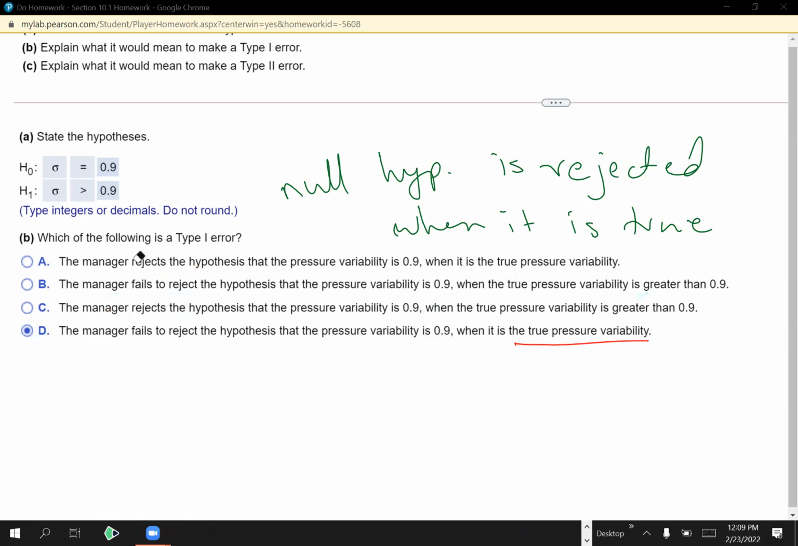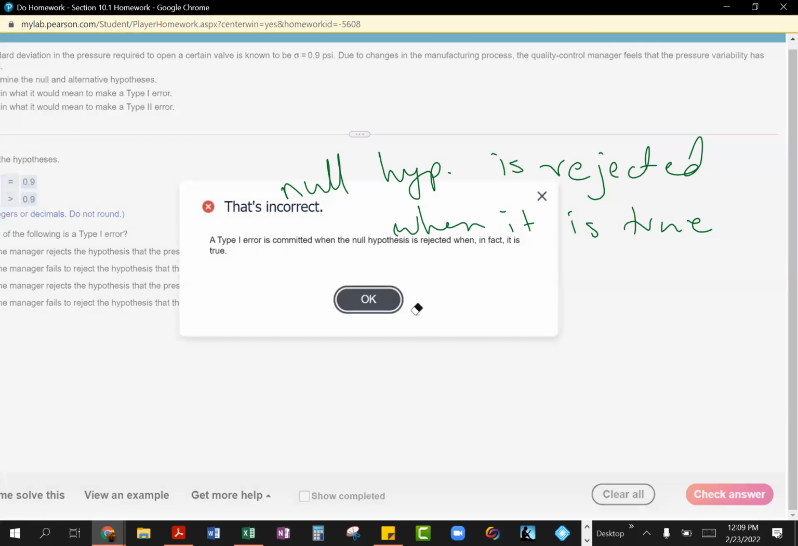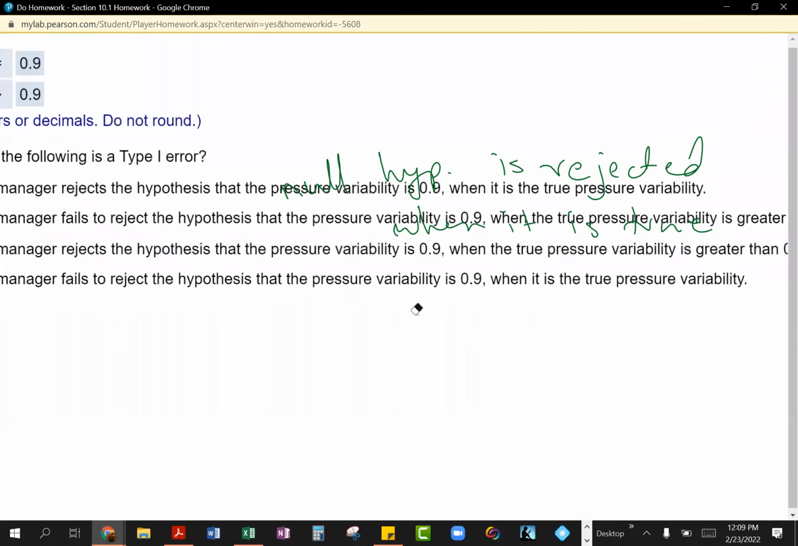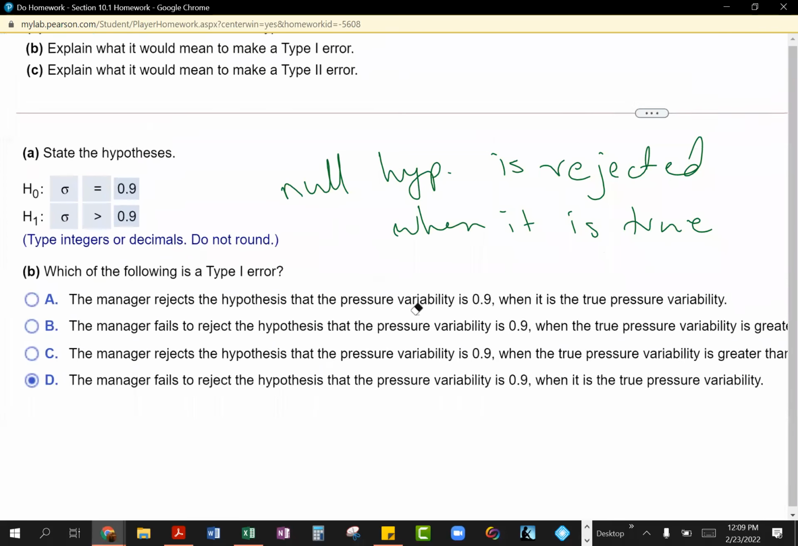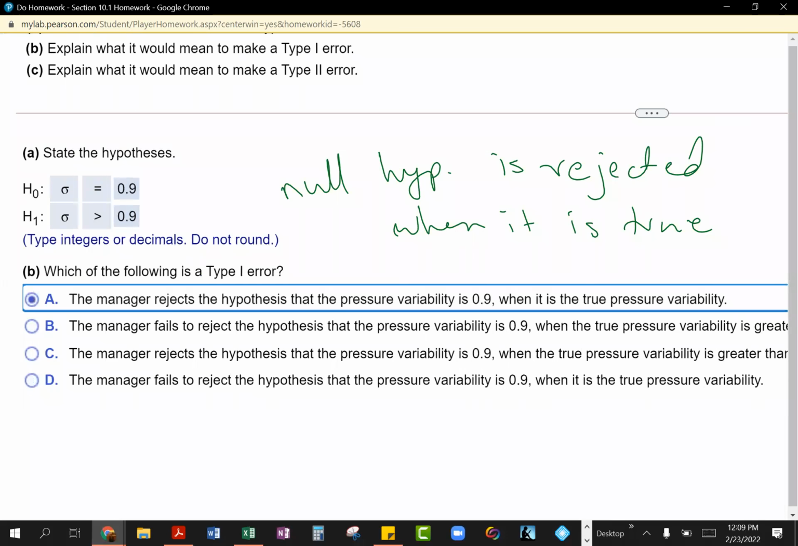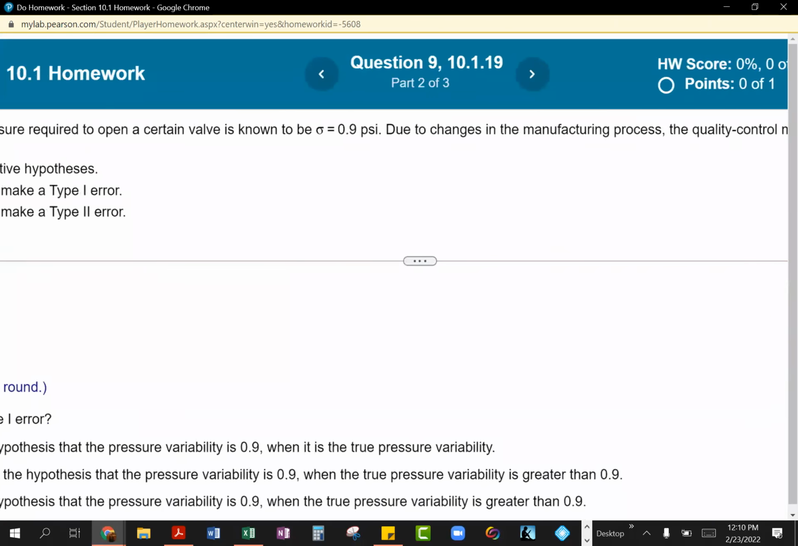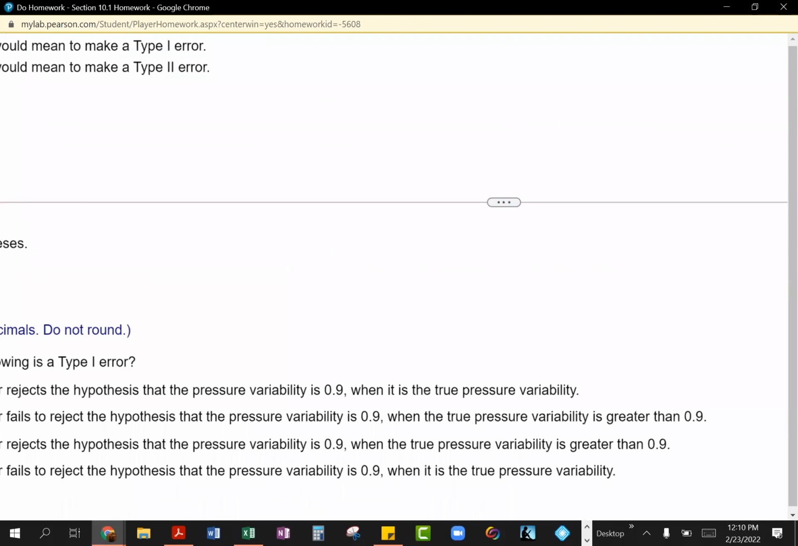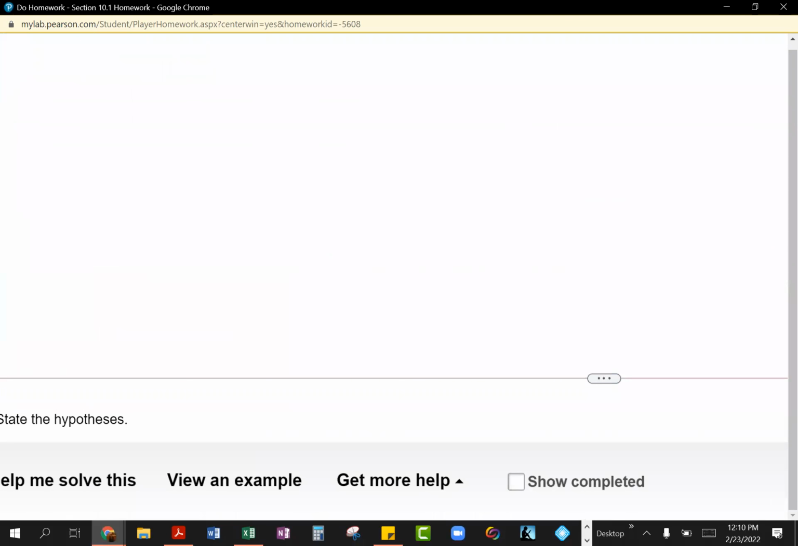I'm actually going to erase some of these lines over here. Okay, so you can see they said that is actually incorrect. So in this case, Cody, and of course for the rest of you, it is actually going to be the manager is rejecting because he didn't fail to reject. He is actually himself saying that he thinks there is a change in variability because he is saying there is an increase in the variability. So he is actually rejecting the null hypothesis.